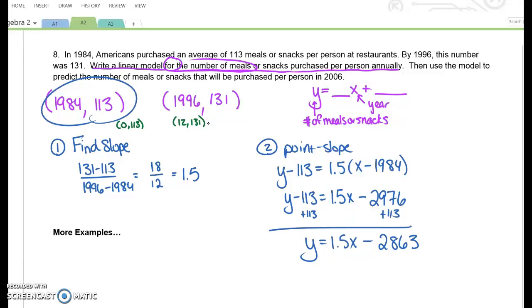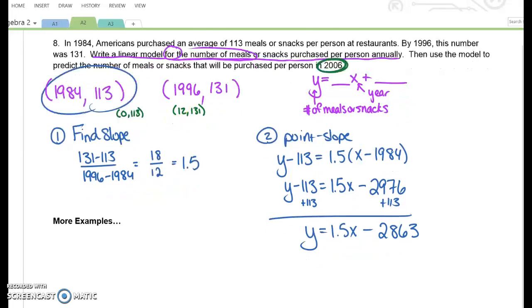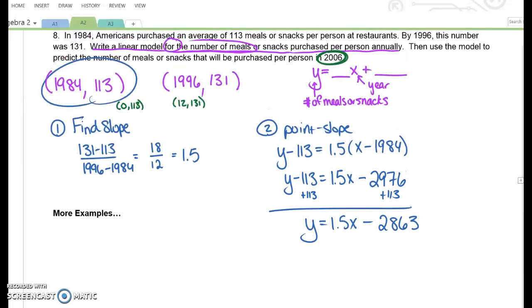But then when you use the model, if we want to know how many snacks were purchased in 2006, you would have to consider how many years after 1984 is 2006, and that's the x value you'd have to plug in. Because we did it this way with the actual years as our x value, when it asks how many snacks are purchased in 2006 per person, you can simply plug in 2006 into the model. So yes, that 2,863 is a little bit unwieldy, but it actually allows you to have a slightly more usable model. Does that make any sense whatsoever?